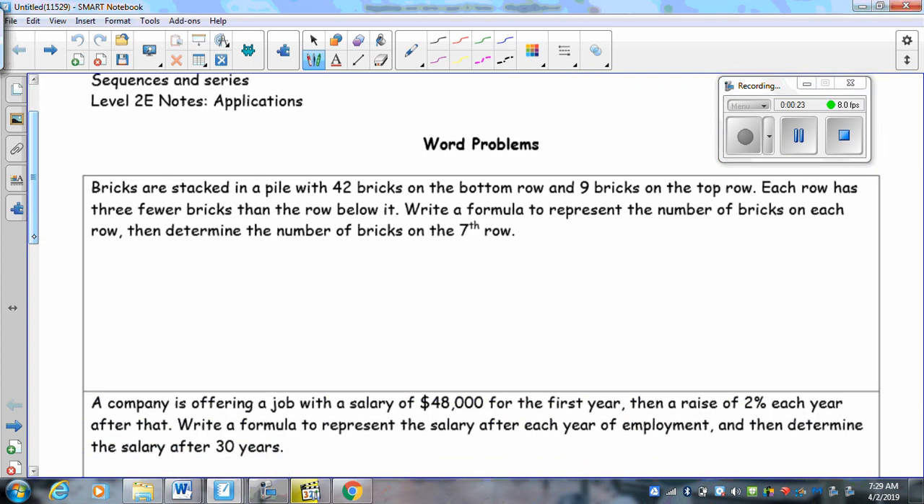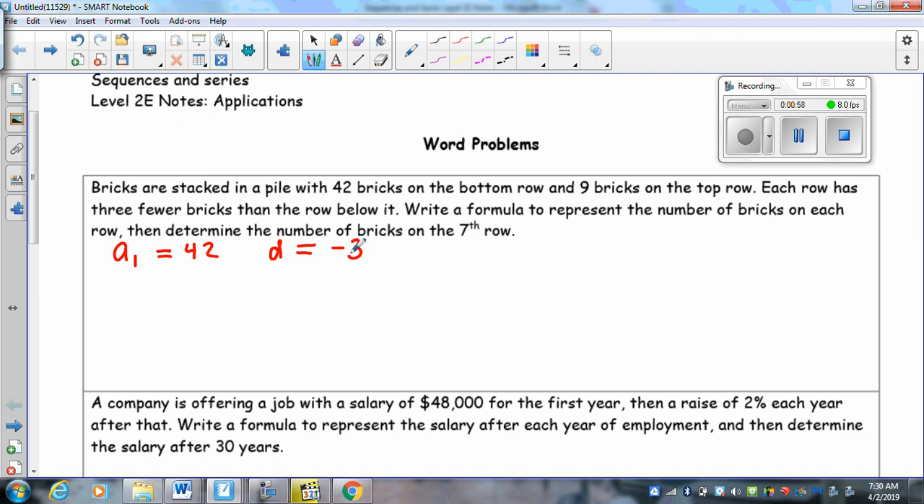Bricks are stacked in a pile with 42 bricks on the bottom row, 9 bricks on the top row. So when I look at this, I'm thinking, okay, my bottom row is my starting value. That's my A1. So A1 equals 42. Each row has 3 fewer bricks than the row below it. So what that means is we are going to start with that bottom row, and we're going to be subtracting 3 each time. So my D value is equal to -3.